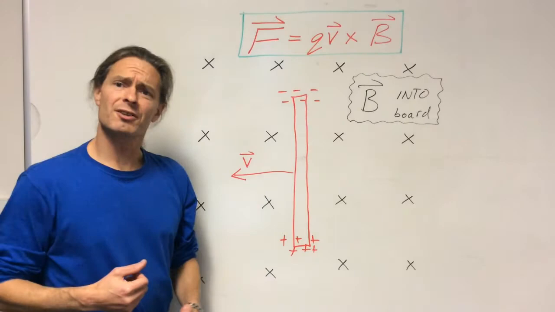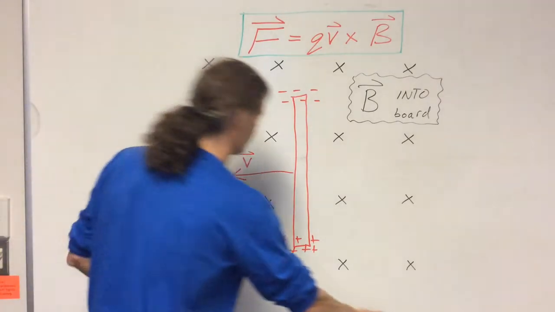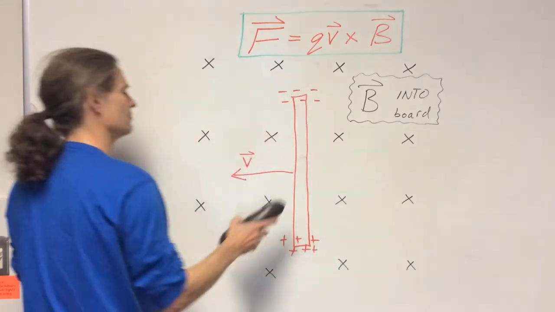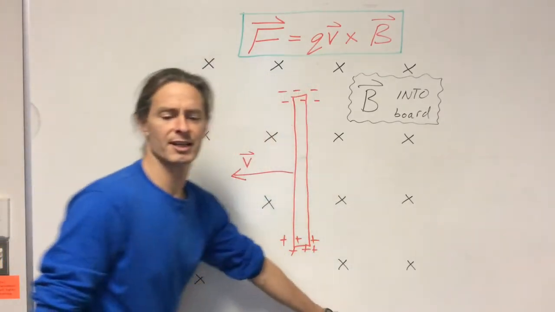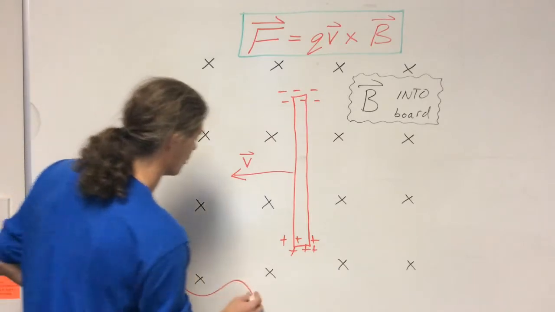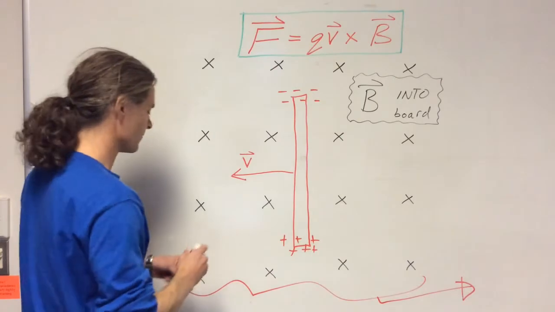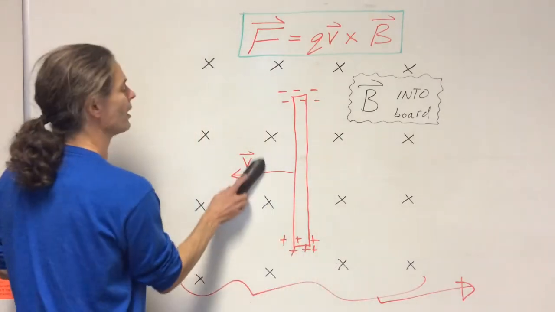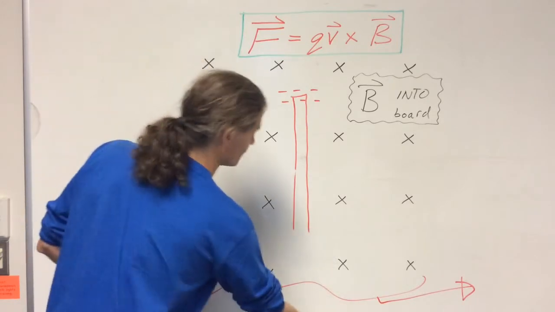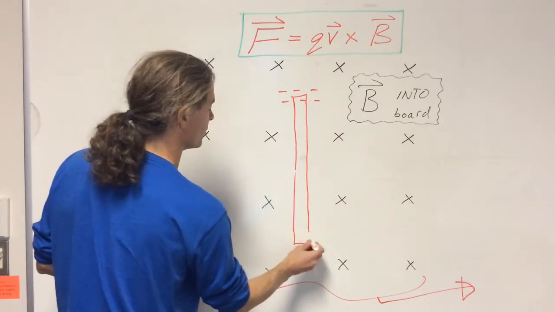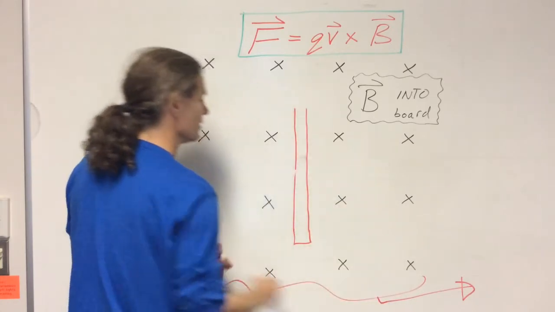But what if we considered this from a frame of reference in which the bar was not moving? So instead of having the bar moving to the left, imagine that instead we have this whole scenario moving to the right and the bar not moving at all. Equally respectable frame of reference. What would happen in that scenario?